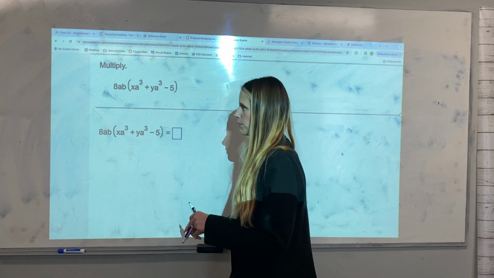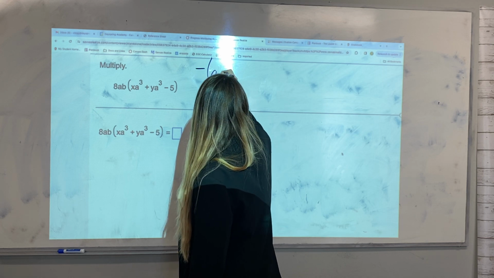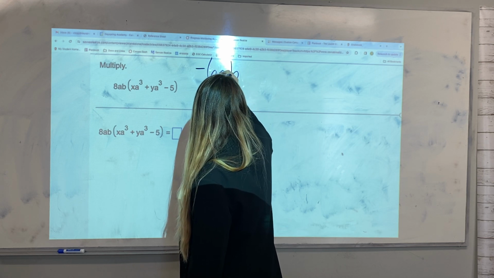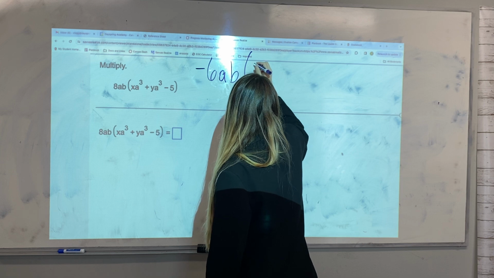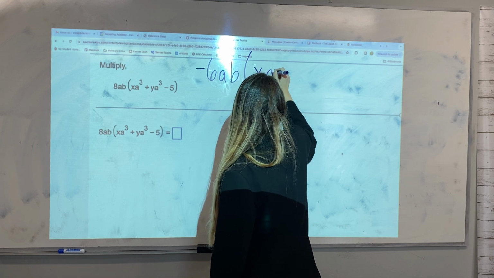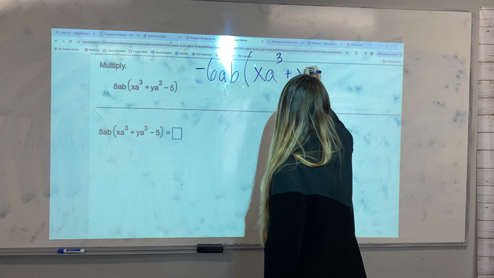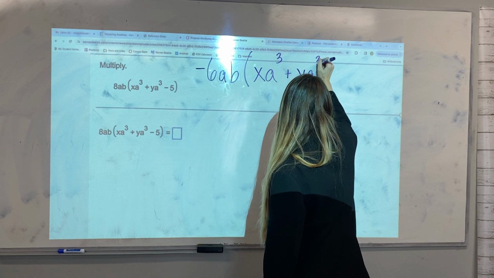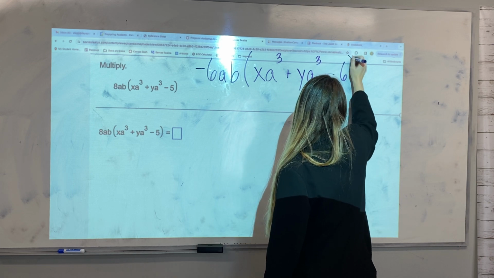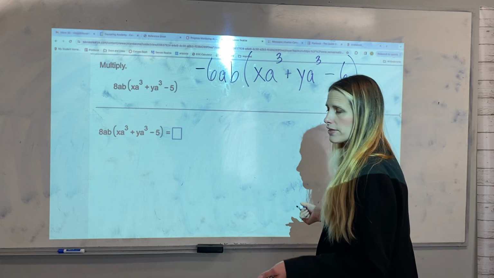Okay, Emily, go ahead. What are your numbers? Negative 6ab. Oh, you got a negative. That's mean. Okay. Parentheses, xa cubed plus ya cubed minus 6.